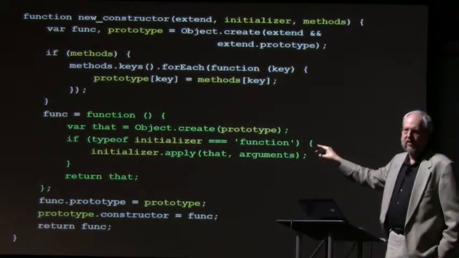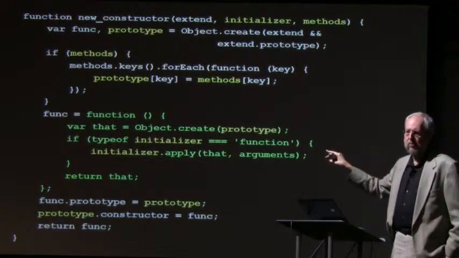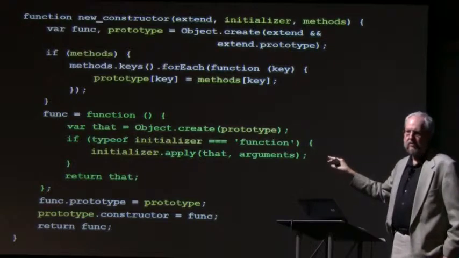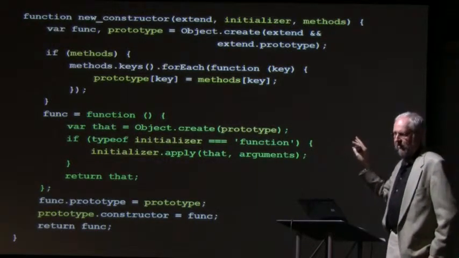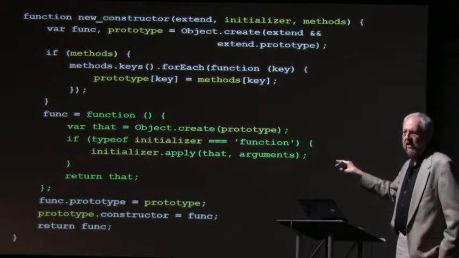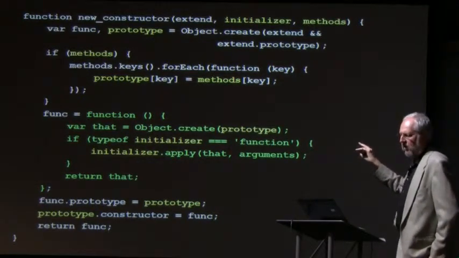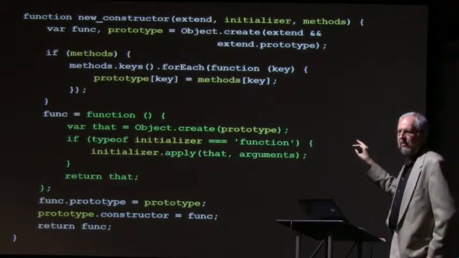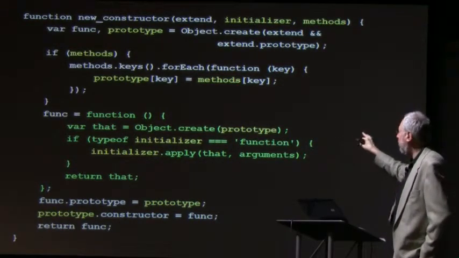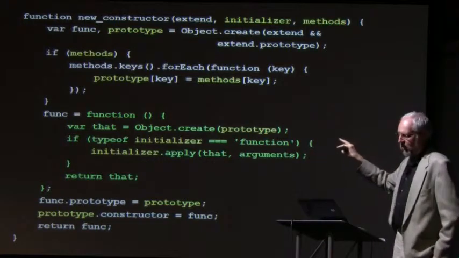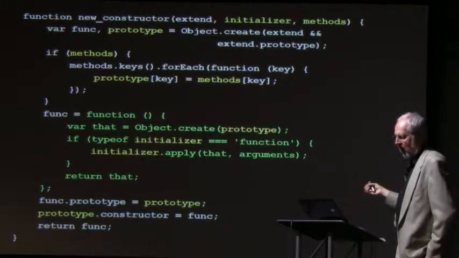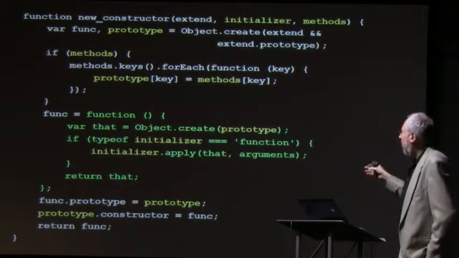This is a new thing in ES5. Call the keys method, which will return an array of all of the own keys of that object, which is really nice because an array has a for each method. So we'll then call that. So that will allow us to easily copy all of the methods into the prototype. Really nice construction. Then we'll create the function itself, which we'll use to make our whosits or whatever.